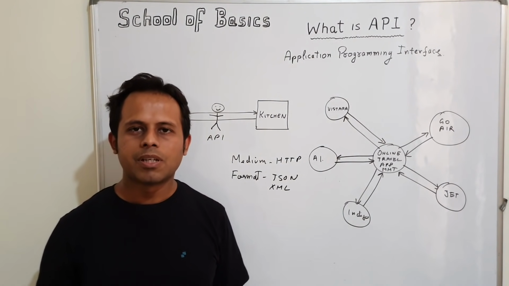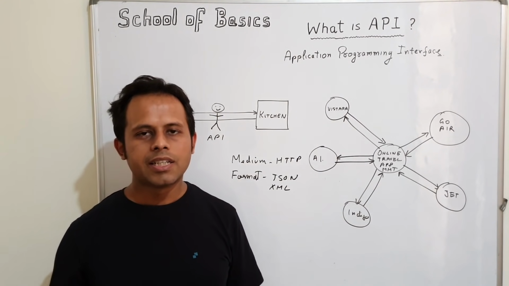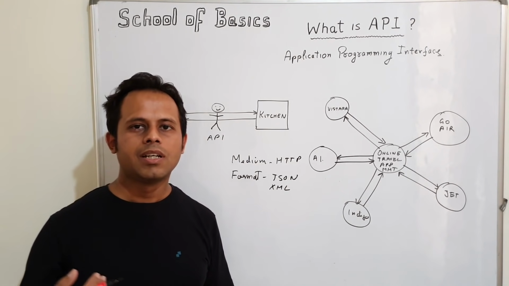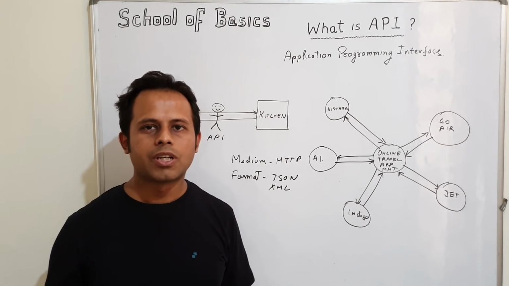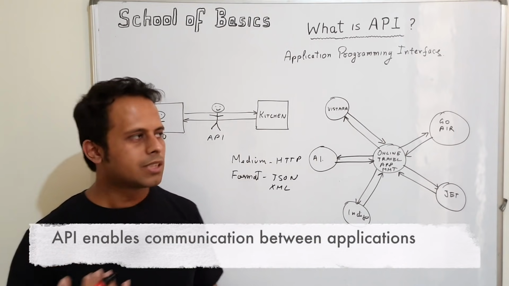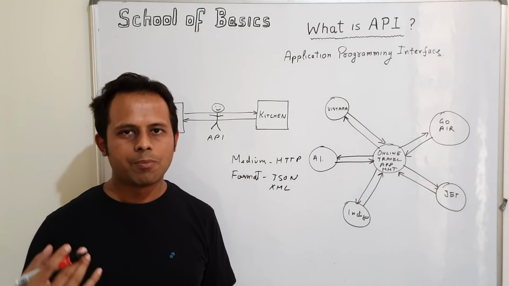So let us take an example. When you talk to your friend over the phone, the phone is the medium and the English language that both of you can understand is the format. In the same way, the APIs talk to both of these applications and enable communication between them. So this is what an API is in very simple words, and this is exactly how APIs work.